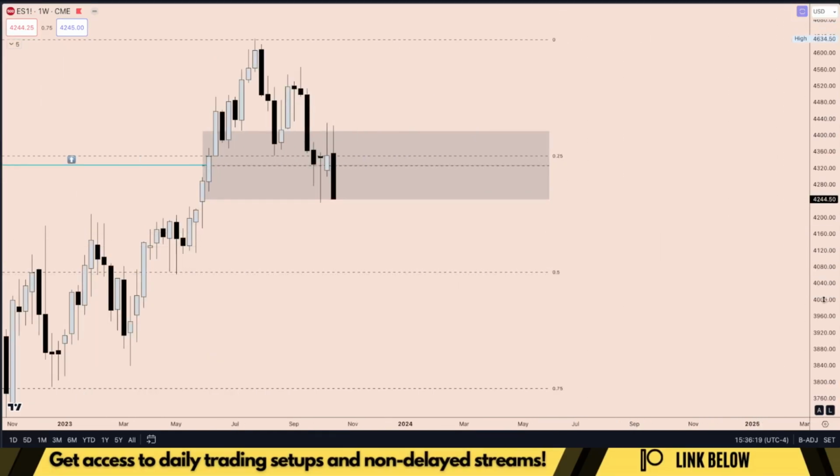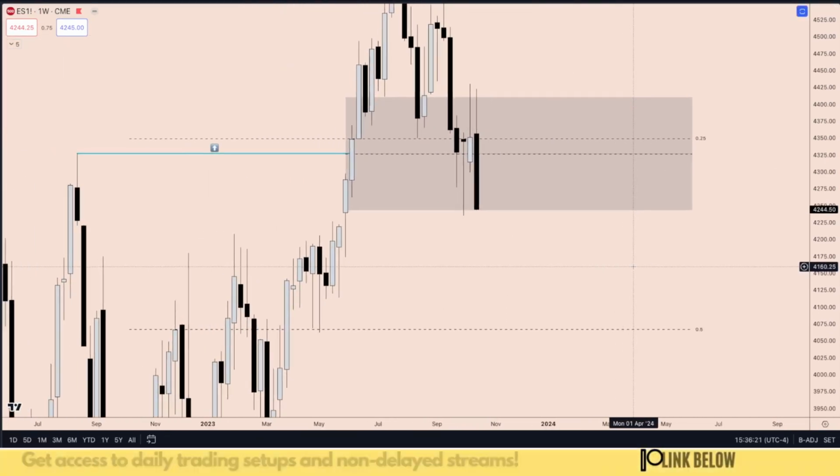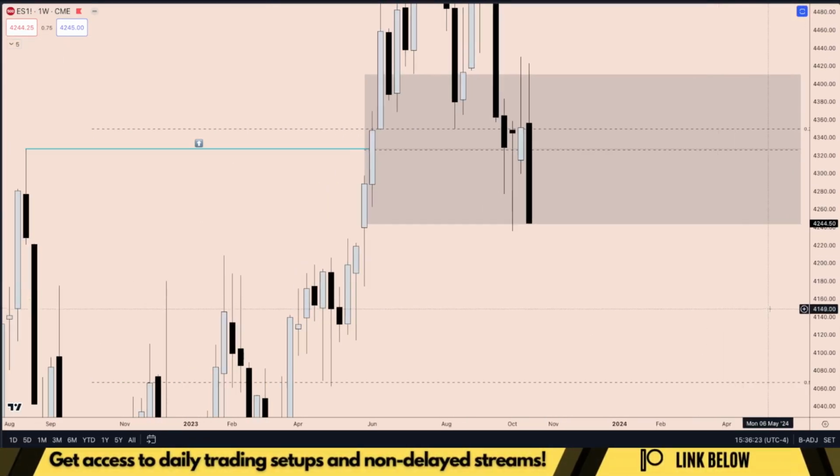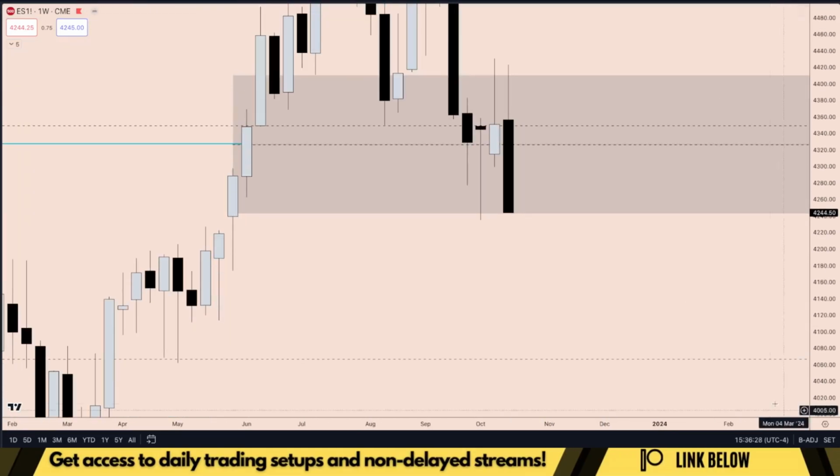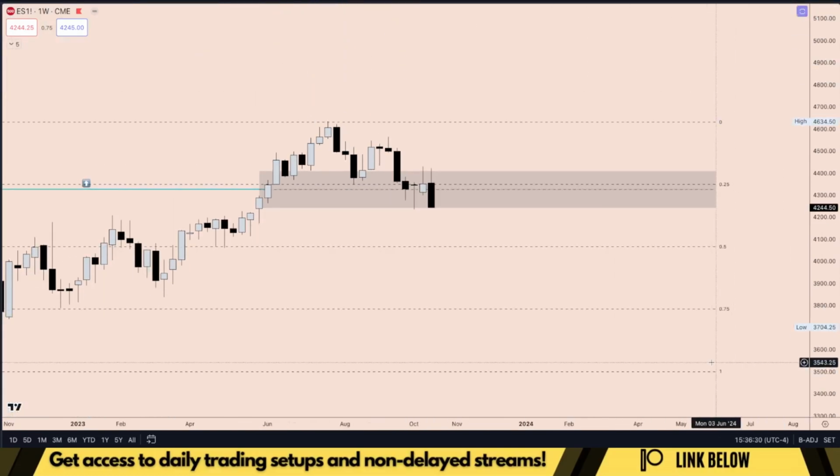I mean, if we look at the weekly chart right here, there was no "thank God it's Friday" setup. Look at this tiny little wick. So that is out of the cards.